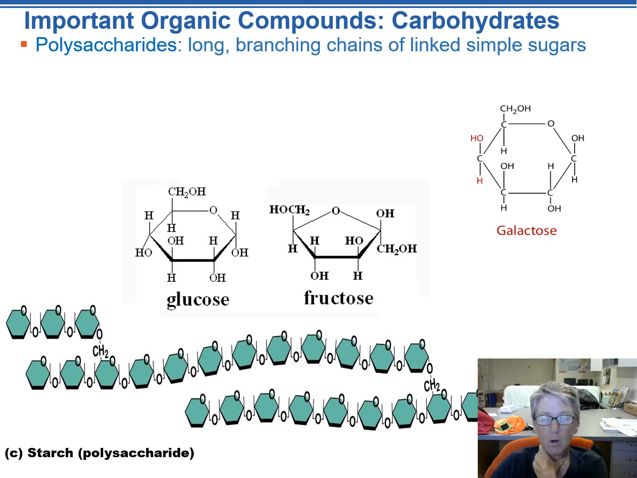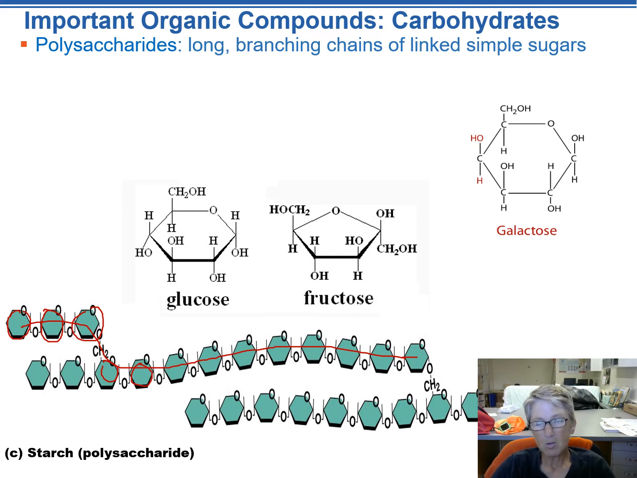So here's a cartoon of a polysaccharide. It's a starch like you'd find in potatoes, for example. It's just a long chain in this cartoon of glucose monomers. So here's a glucose monomer. Here's a glucose monomer. Glucose monomer. Glucose monomer. Glucose monomer. When they're all joined together in this long chain, it's called a starch, or generally it's a polymer, because it's a whole bunch of monomers hooked together.